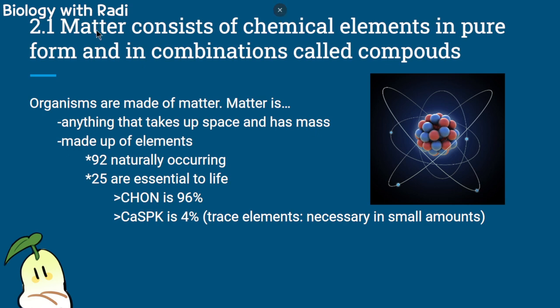And then, something I skipped over in the sentence for the topic: it says matter consists of chemical elements in pure form and in combinations called compounds. So if you have an element and then you combine two of them, or more than one, then you get a compound.